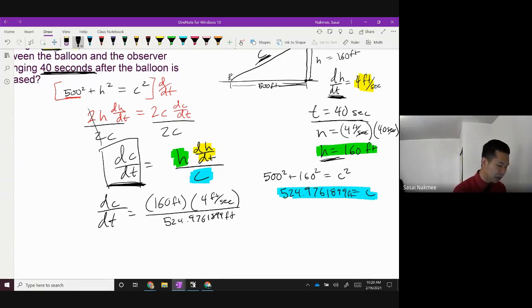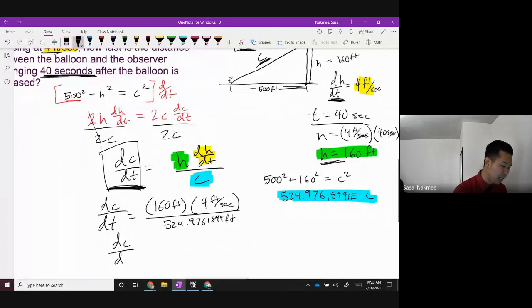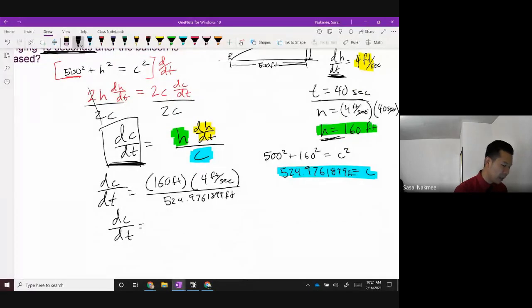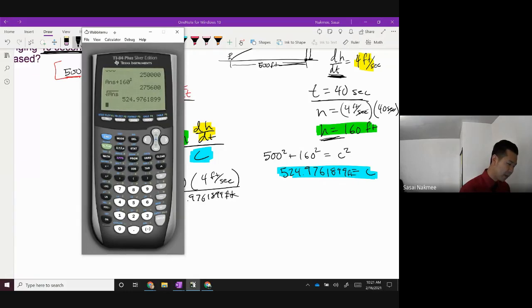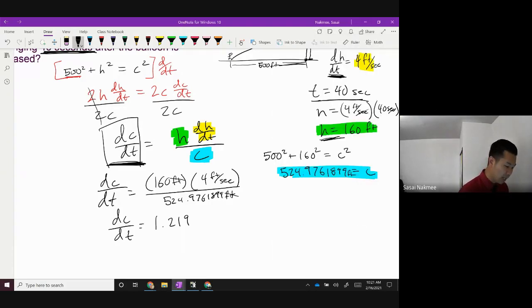It makes sense that if you're looking at the rate at which the distance is changing with respect to time, the units you should end up with are whatever distance you're measuring with divided by whatever time you're measuring with. So these feet are going to cancel out, and you plug this into your calculator. I have 160 times 4 divided by that answer, right? And that's going to give me 1.219 feet per second.